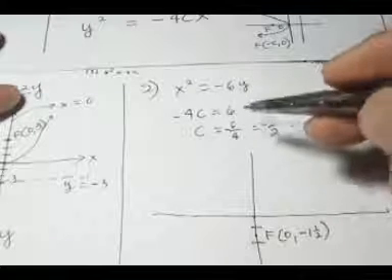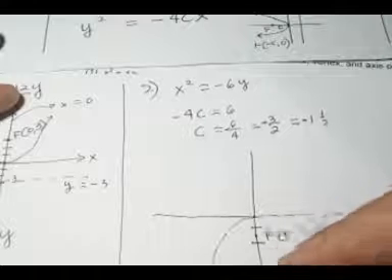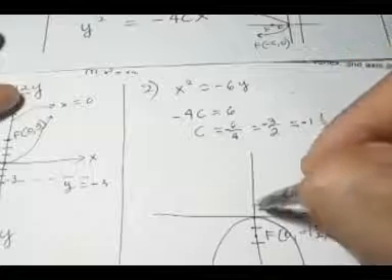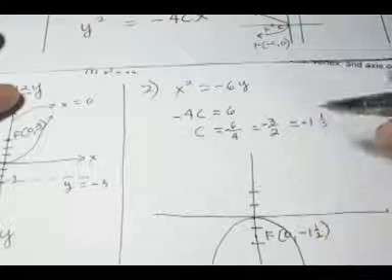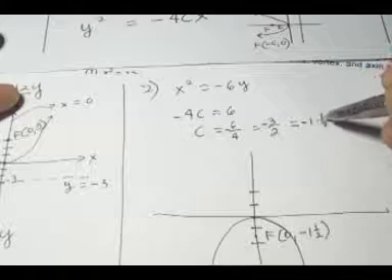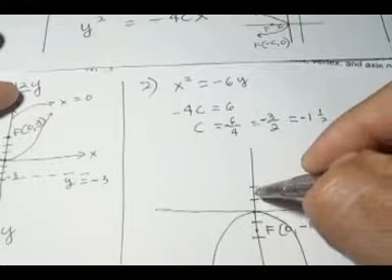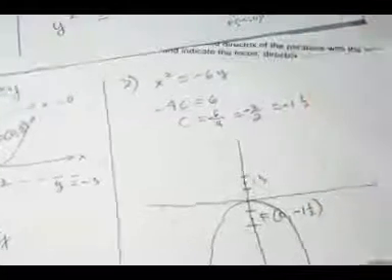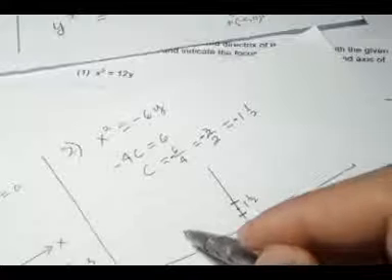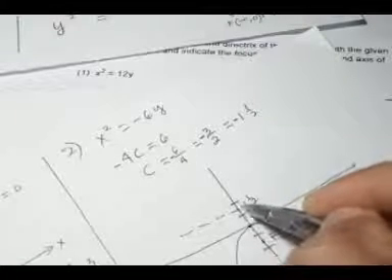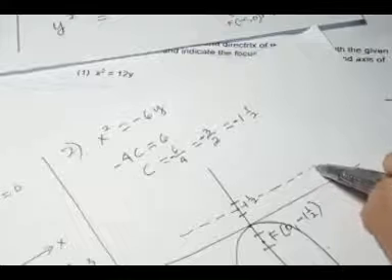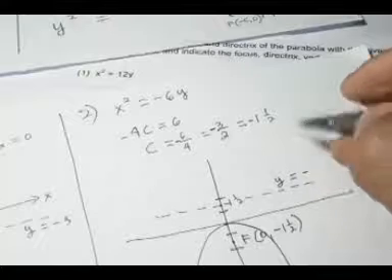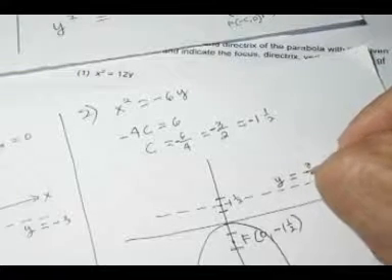Okay, it is opening downward, and our directrix is 1 1/2 units upward. So this is 1 1/2. Our directrix is the line passing through this point. So this is our directrix with equation y equals 3 halves.